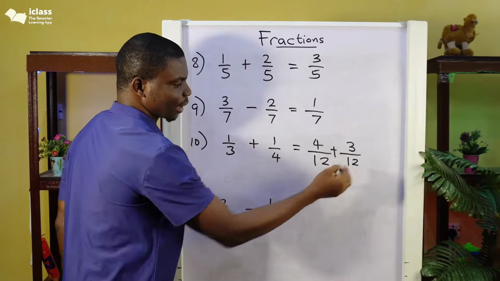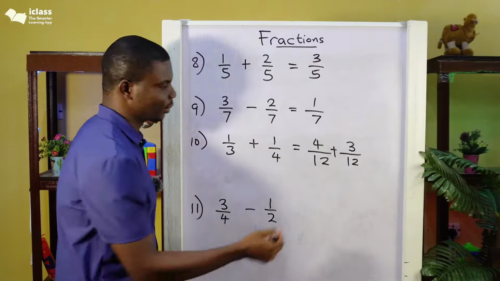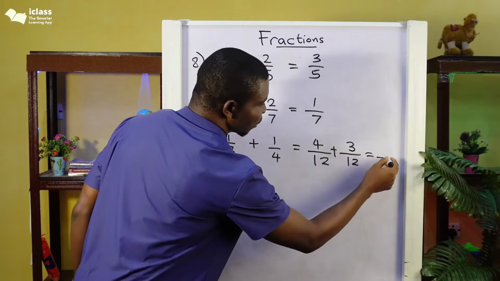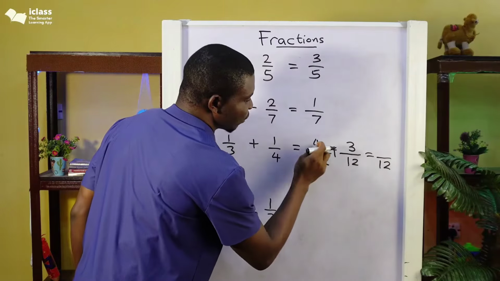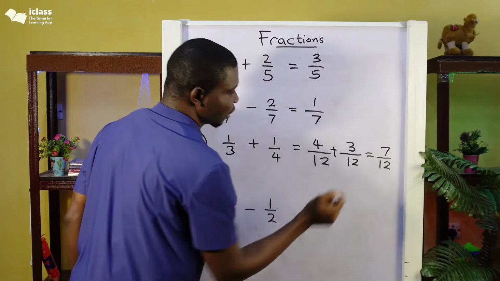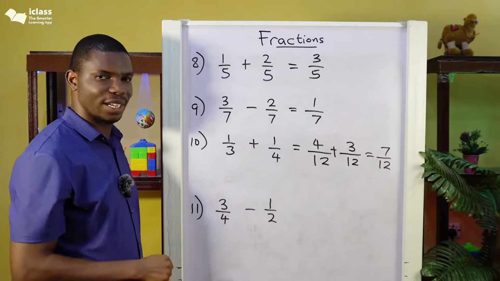Now the denominators are the same. So what do you do? You add the numerator. So we have 4 plus 3, which is 7. And that is our answer.